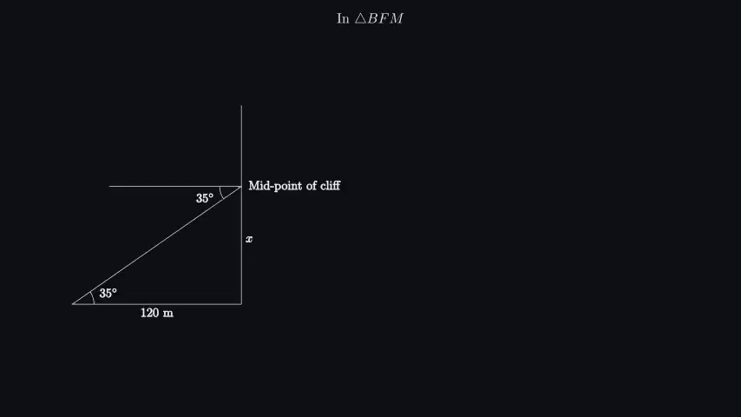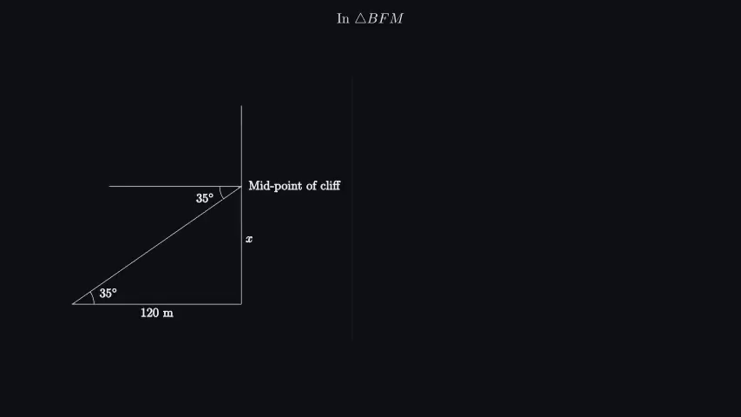The useful right triangle is triangle BFM. The base, BF, is 120 meters. The vertical height, FM, is x. The angle at the boat is 35 degrees. We want to find x, which is the height from the foot of the cliff to the midpoint.